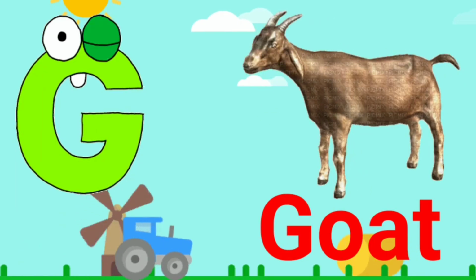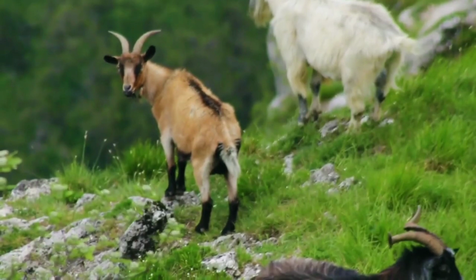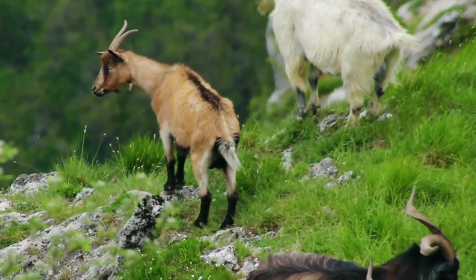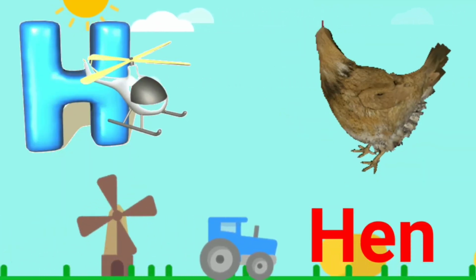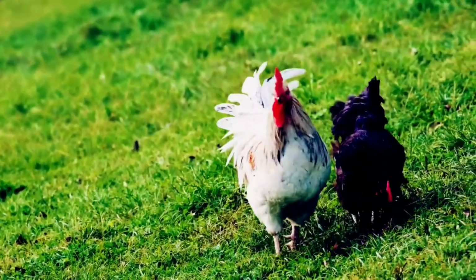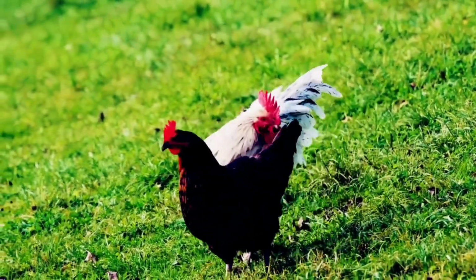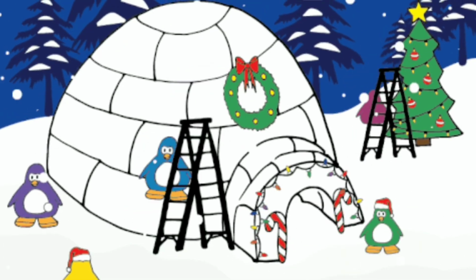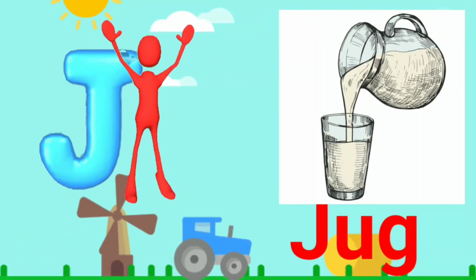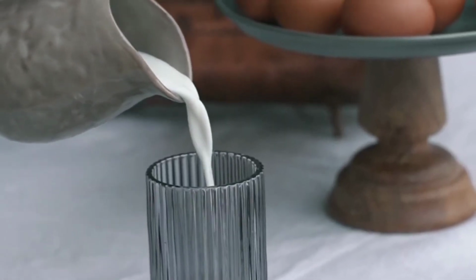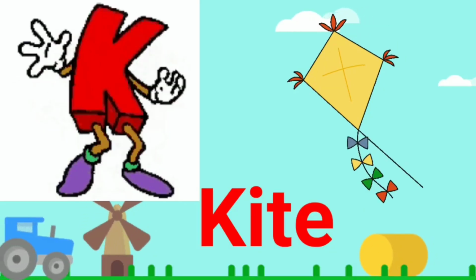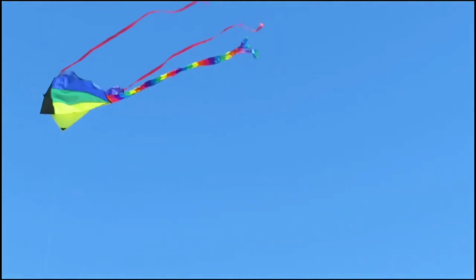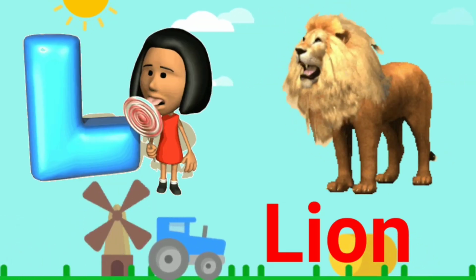G for goat. H for hen. I for igloo. J for jug. K for kite. L for lion.